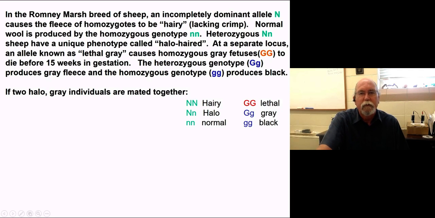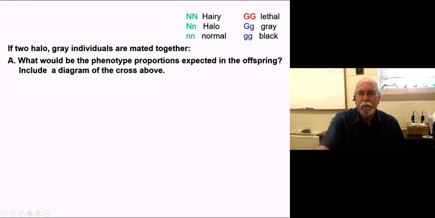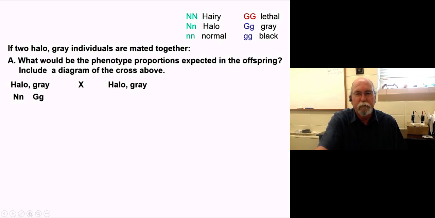Sure enough, if two halo gray individuals are mated, what do I get? Two halo gray individuals. Well, what is that? It's easy. Here's a halo, there's a gray. Guess what? I'm doing a classic dihybrid F1 cross, right? I'm sitting here and I'm saying what I'm crossing is a halo gray by a halo gray, and I want to know what I'm going to get. I need to diagram it. So this is the same as big A, big B, little b. Nothing different except different letters, right?